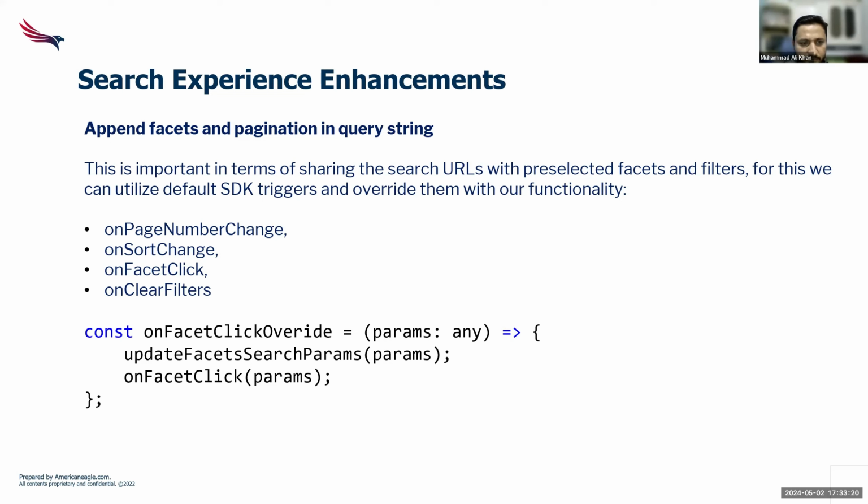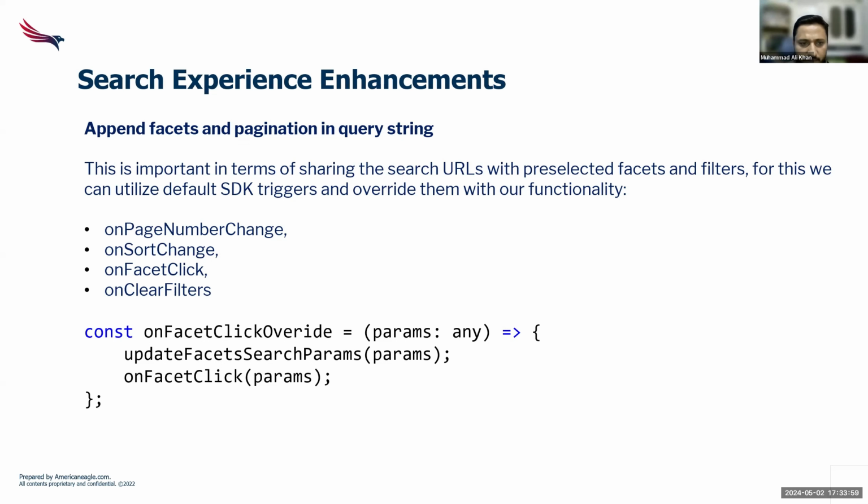We overrode those methods with update facet search params. We created our overridden method and implemented our own custom functionality. Let's suppose we are clicking on any facet. The facet ID should be appended into the query string. Similarly, on page number change, whatever page number we are on should get appended into the URL. This code snippet shows how we can override the existing available methods.